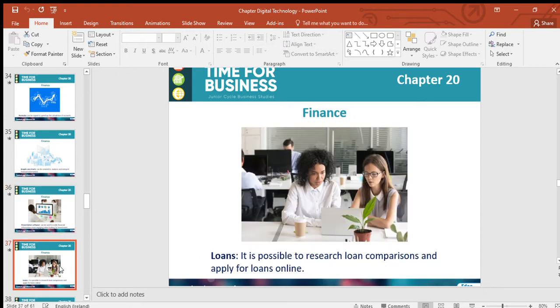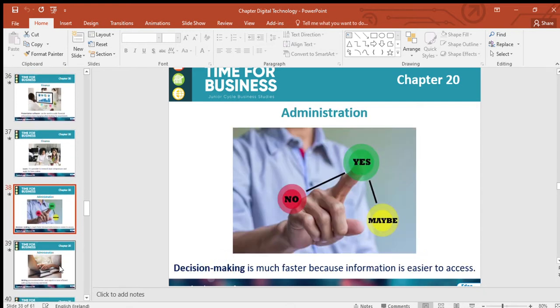So for researching loans, again, quite simply, you can go on right now and research any financial institution. You can research information on applying for a loan and get an application. Decision making is much faster.